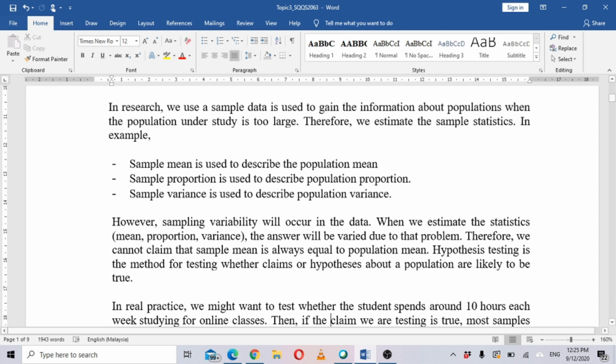However, sampling variability will occur in the data. When we estimate statistics such as mean, proportion, and variance, the answer will vary due to that problem. Therefore, we cannot claim that the sample mean is always equal to the population mean because of sampling variability. Hypothesis testing is the method for testing whether claims or hypotheses about a population are likely to be true. So let me discuss what hypothesis testing is.